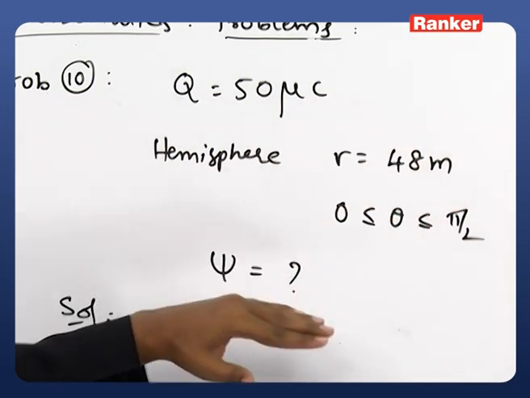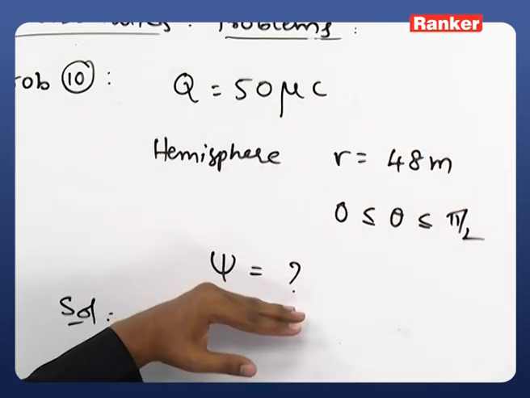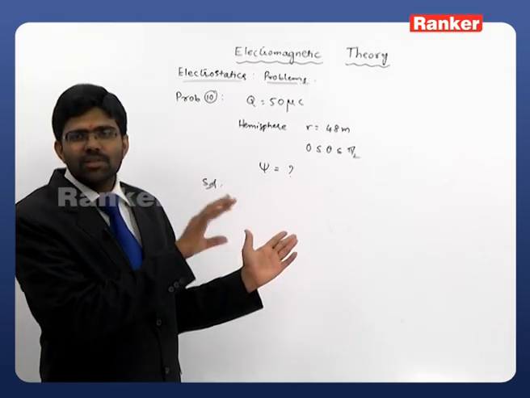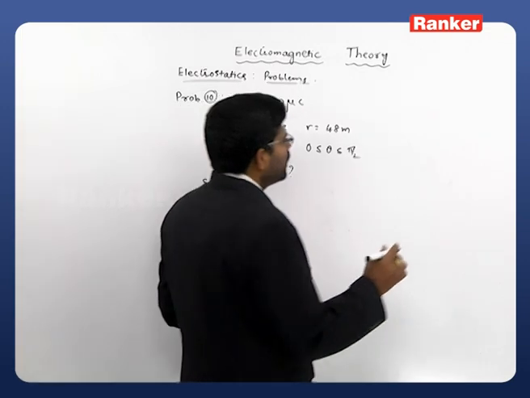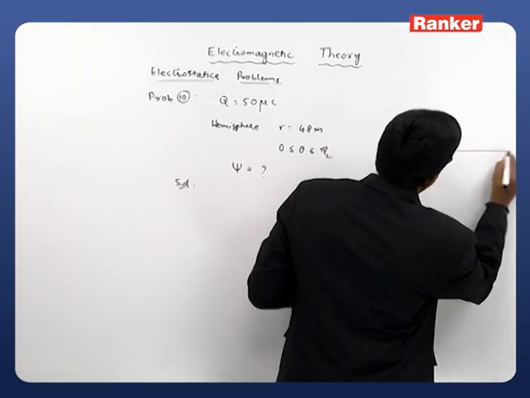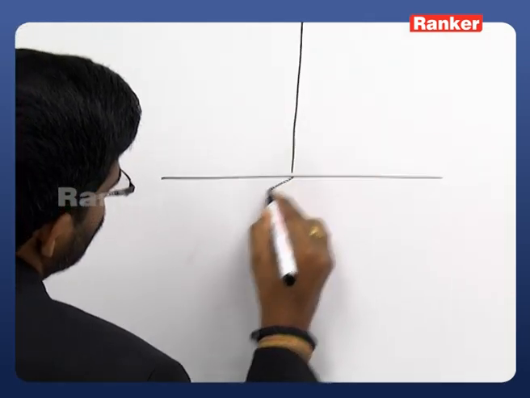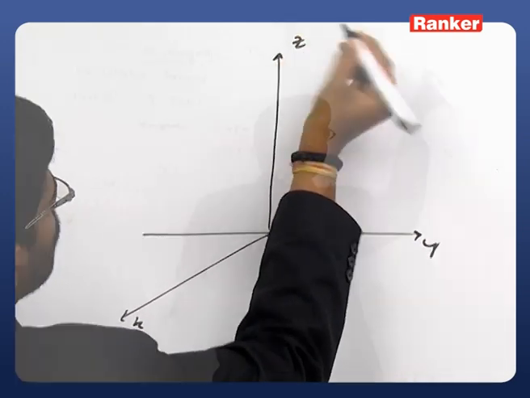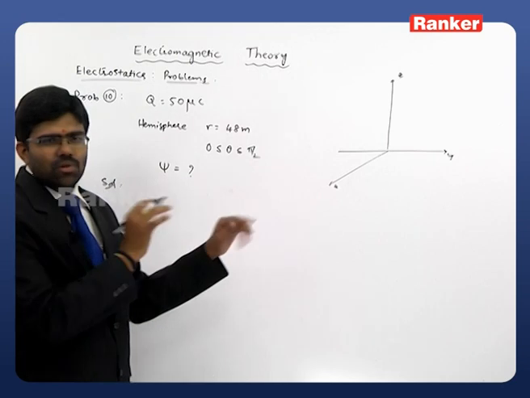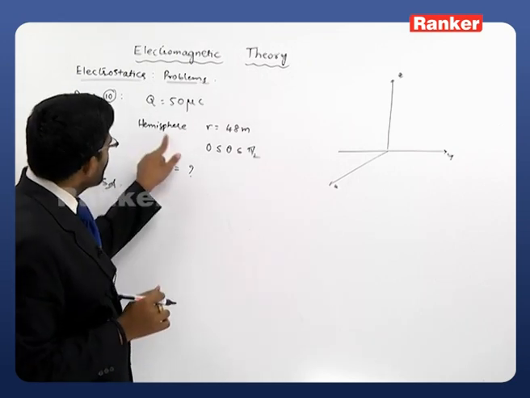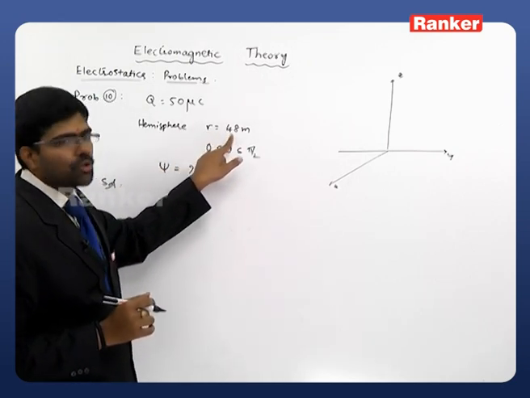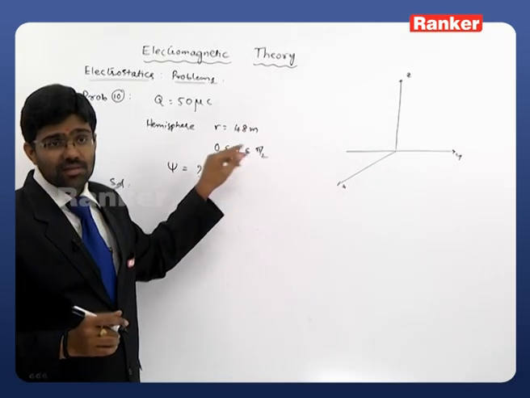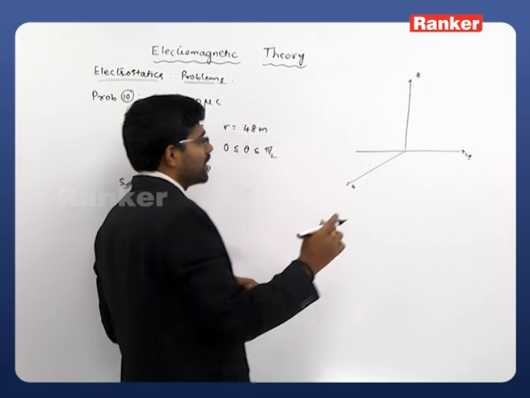Now we need to calculate the total flux passing through this particular hemisphere. For that, we try to interpret the data and represent it as a picture. Let us take this as the base coordinate system, and the hemisphere is represented with radius equal to 48 meter and theta from 0 to pi by 2 only. Since it is a hemisphere, only half of the sphere will be considered.